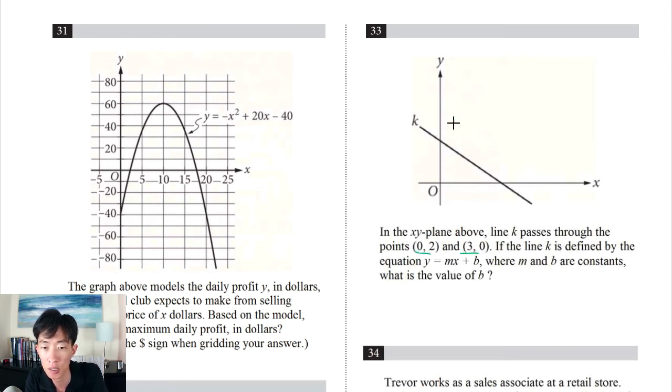33. In the xy plane above, line K passes through the points 0, 2, and 3, 0. So let's mark that down. That's 0, 2, and that's 3, 0. If the line K is defined by the equation y equals mx plus b, what is the value of b?